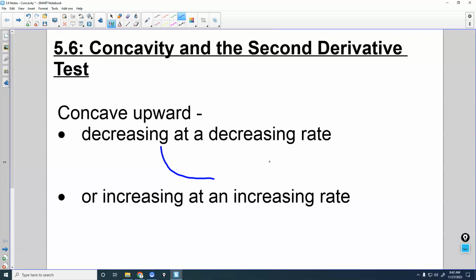You also can have concave upward where it's increasing at an increasing rate. Increasing at an increasing rate means you're increasing slowly at first, just a little bit, and then rapidly towards the end. That causes something that's curved upward as well. So you can be decreasing at a decreasing rate or increasing at an increasing rate.